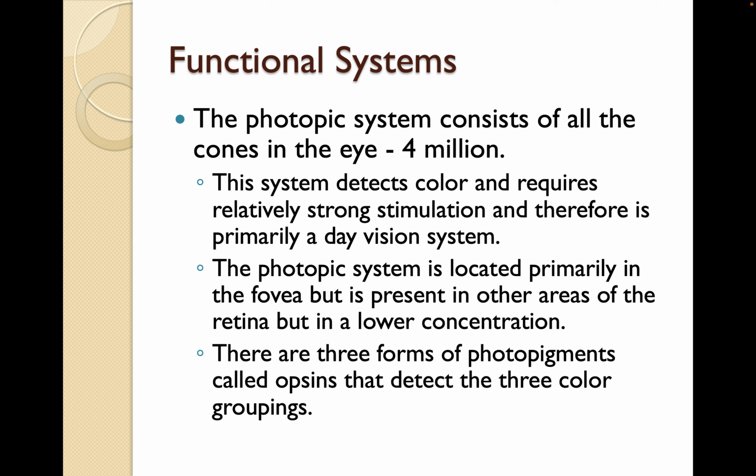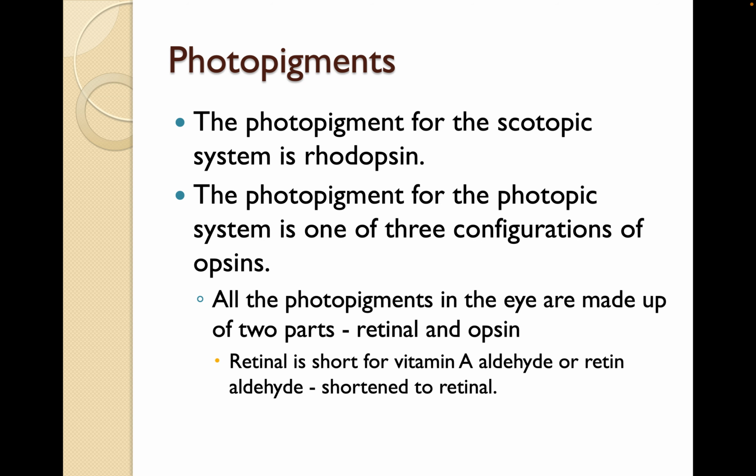The photopic system is located primarily in the fovea but is present in other areas of the retina, but in a lower concentration. There are 3 forms of photopigments called opsins that detect the 3 color groupings. The photopigment for the scotopic system is rhodopsin, as we said previously. The photopigment for the photopic system is one of 3 configurations of opsins, as we said previously.